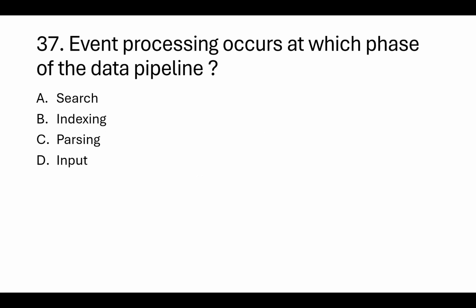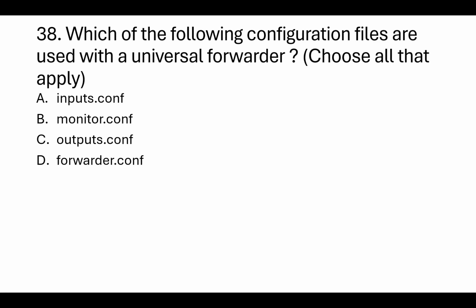Question number 37, event processing occurs at which phase of the data pipeline? The possible answers are option A, search. Option B, indexing. Option C, parsing. Option D, input. And the answer is option C, parsing. Question number 38, which of the following configuration files are used with a universal forwarder?